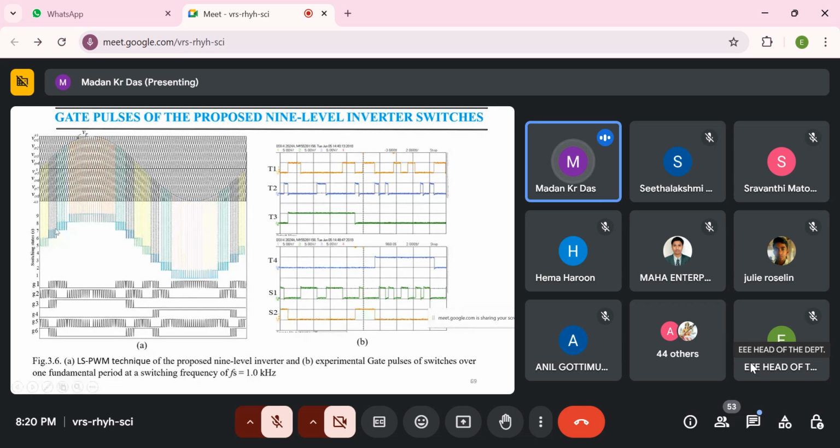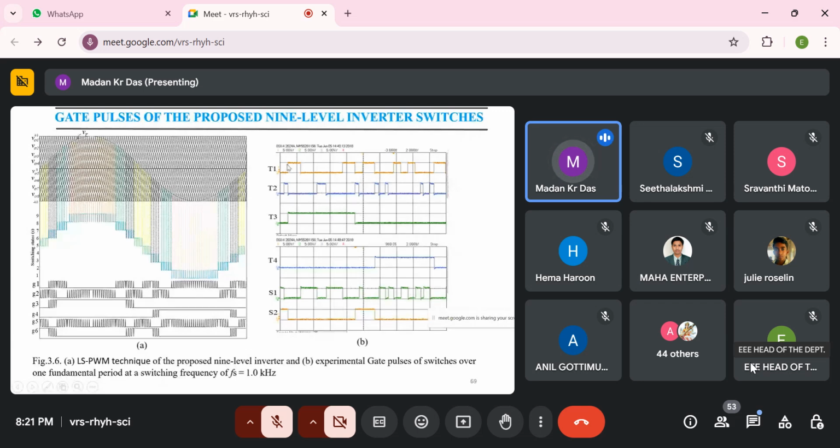This is level 1, level 2, level 3, and level 4, and also negative level 4, level 3, level 2, and level 1. So in total there will be 9 levels. And this is gate pulse 1, gate pulse 2, gate pulse 3, gate pulse 4, gate pulse 5, and gate pulse 6. Here we have used the switching frequency of 5 kilohertz, and this is the fundamental switching frequency for one cycle of the proposed inverter, and this is the experimental switching frequency, gate pulses.